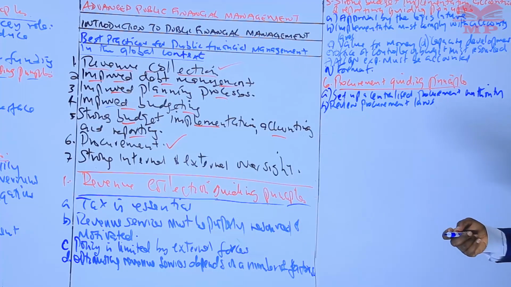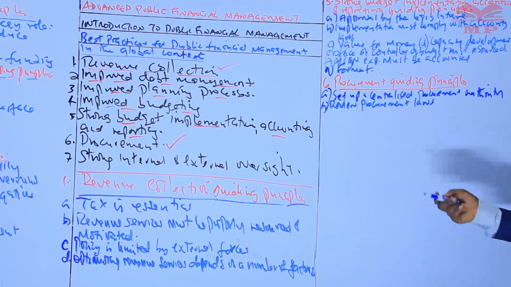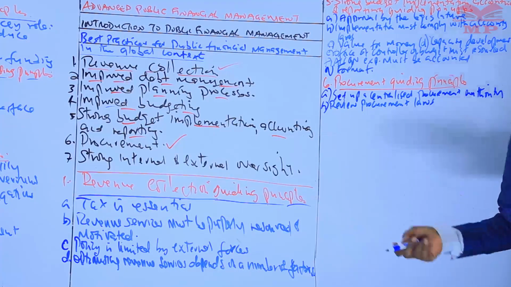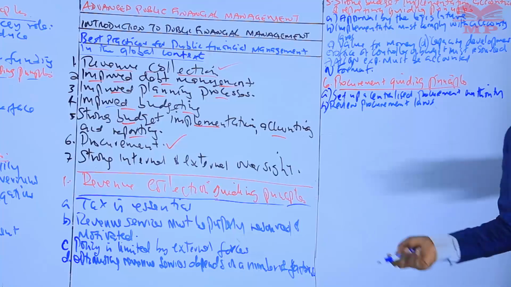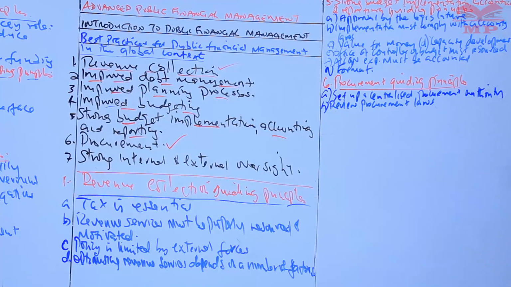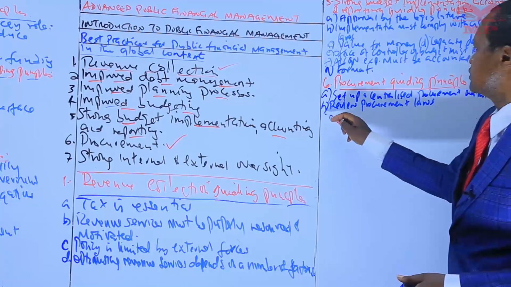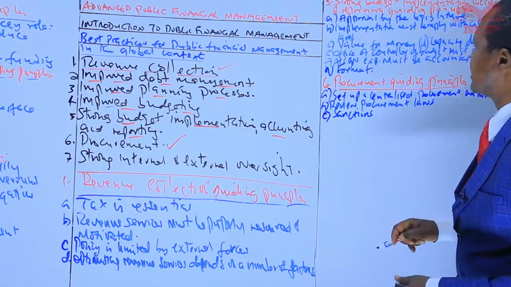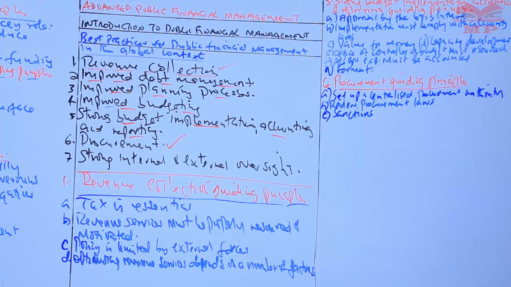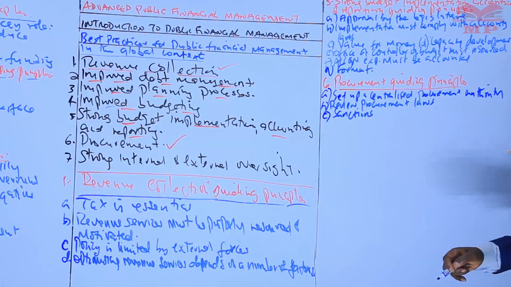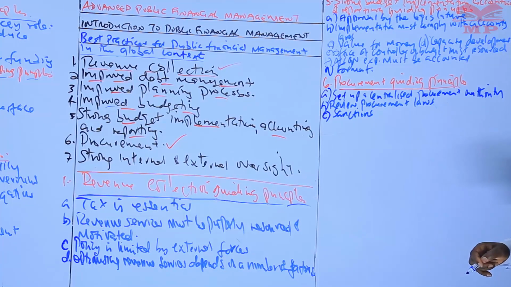These are principles like transparency, fairness, openness, value for money, and so on. C, sanctions. Sanctions must be implemented for non-compliance with regulations. All right?